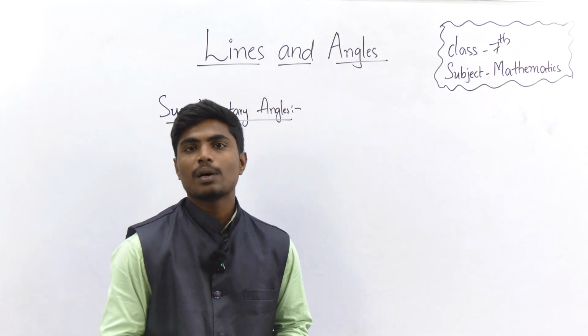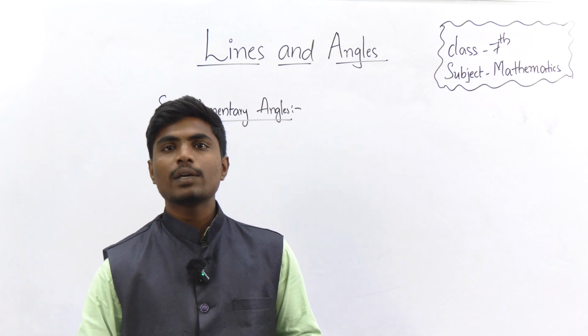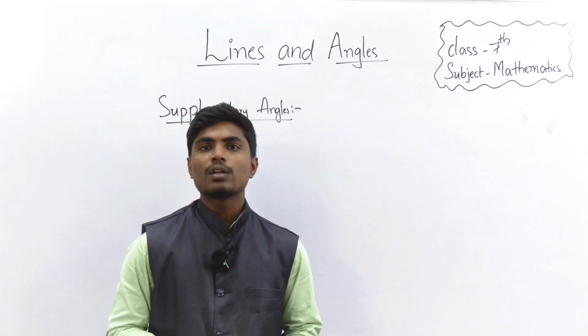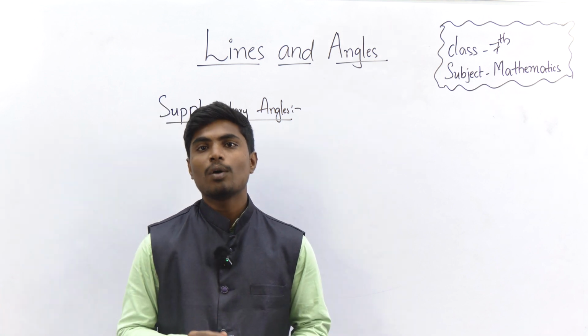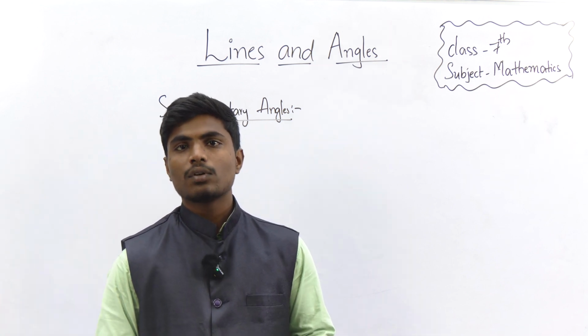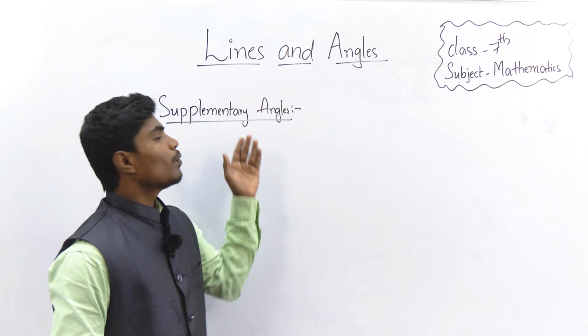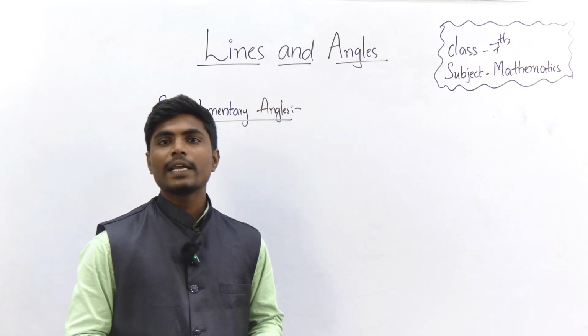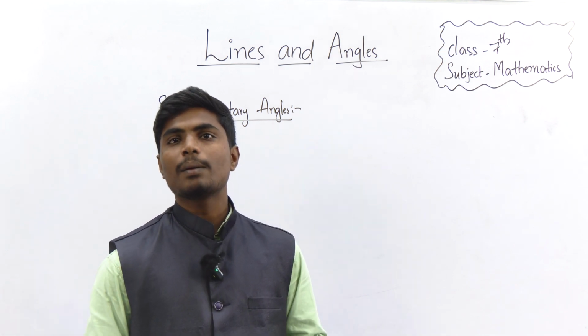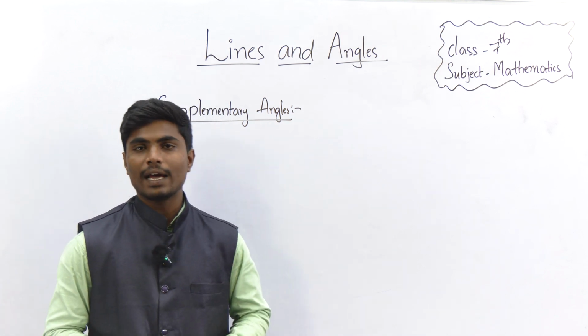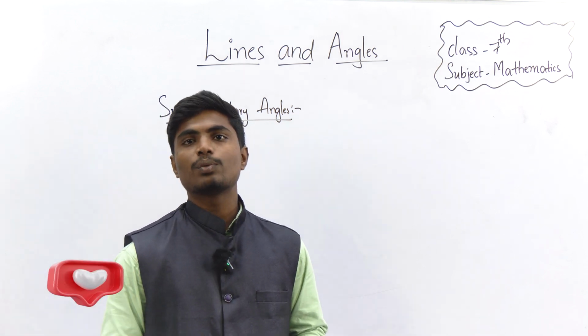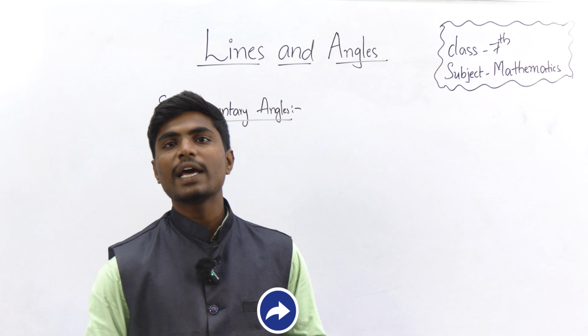If the sum of two angles is equal to 90 degrees, then those angles are called complementary angles. Now, what are supplementary angles? In complementary angles, the sum is 90 degrees, while in supplementary angles, the sum should be equal to 180 degrees.